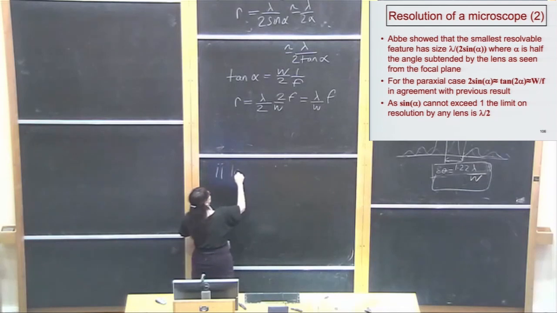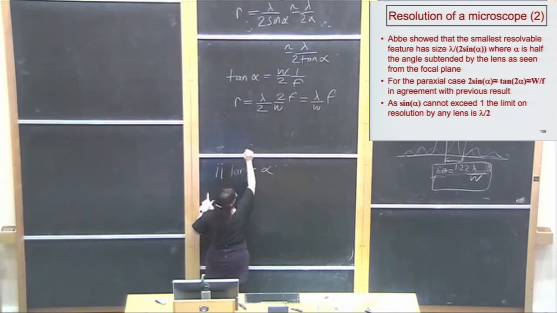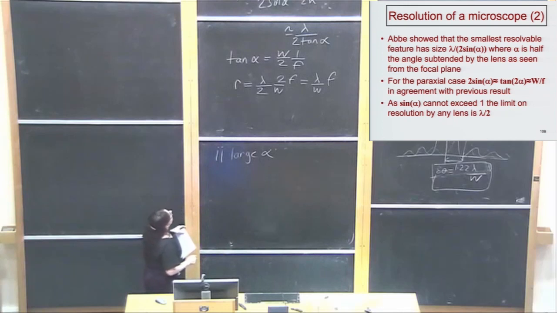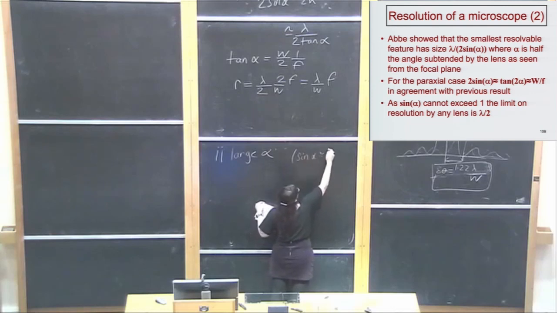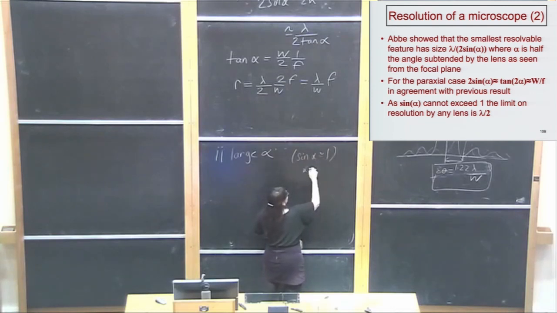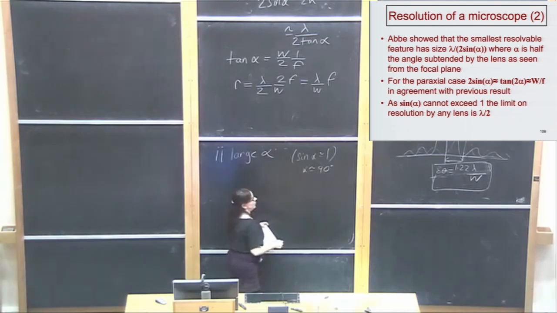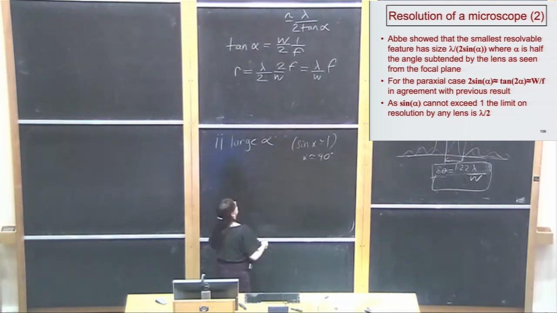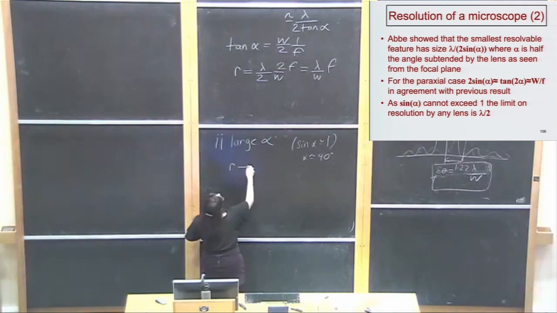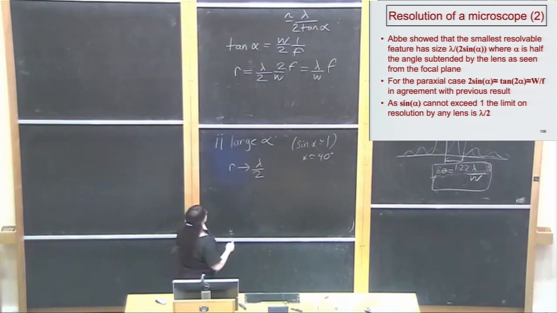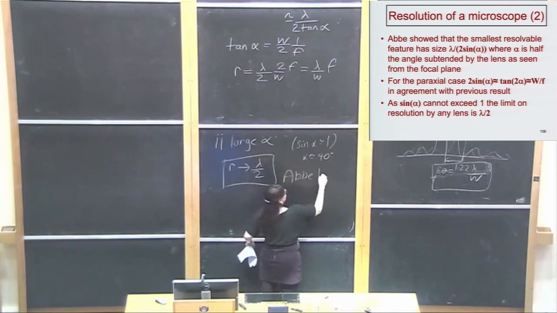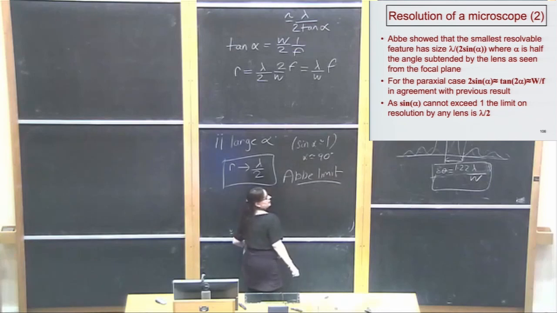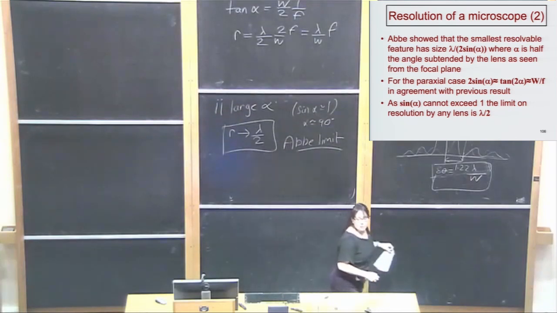Now if we look at large alpha, which is the situation you're usually in with a microscope, well, the largest we could have would mean that sine alpha is approximately 1, so alpha is basically 90 degrees, so your object is right close up to your lens. And in that case, what you would get is that R basically tends to lambda over 2. So that is called the Abbe limit. And it's basically saying that that's the best you can do, no matter what you do.